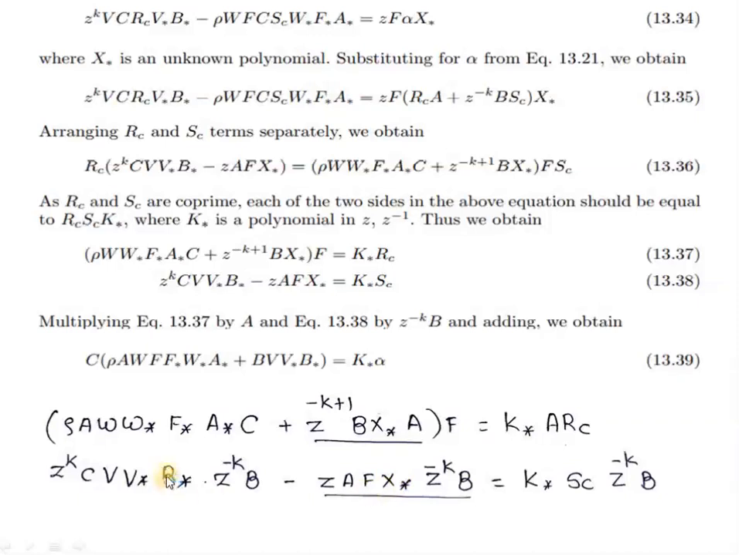At the same time, these two terms get cancelled. Here z raised to plus k and z raised to minus k comes to z raised to 0, which is 1. That's why the terms remaining are this first term and the second term. On the right hand side, as we add these two terms, K star comes common, and A into Rc plus B z raised to minus k B into Sc is nothing but alpha. Therefore we have K star into alpha.